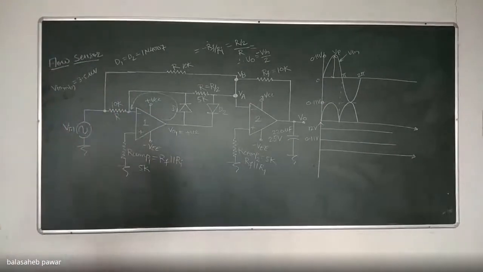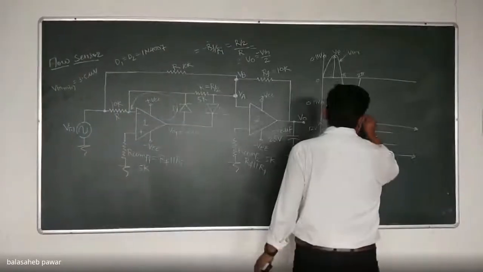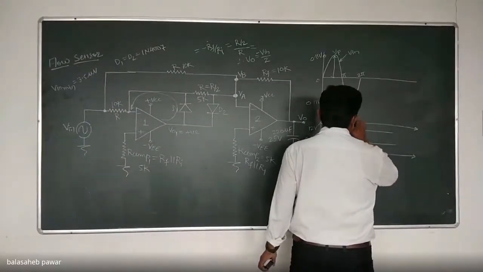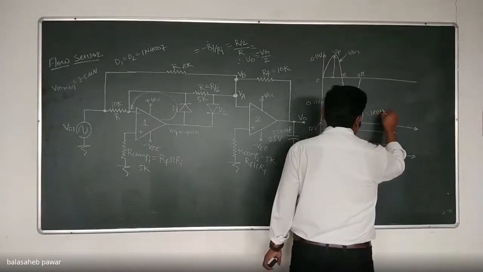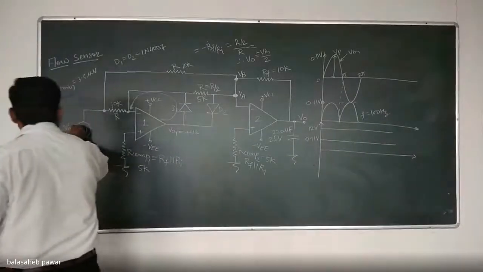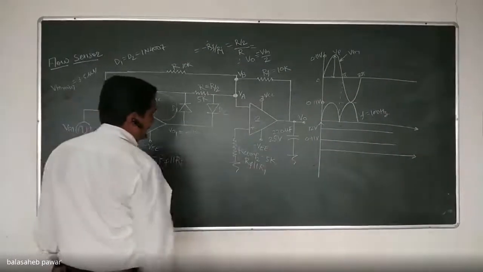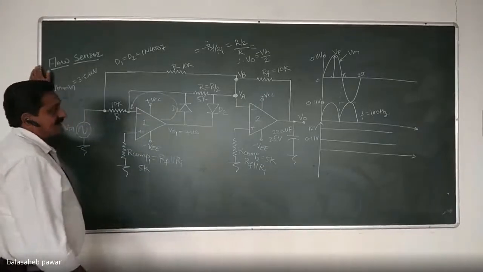Then only it will work properly as a filter, because the frequency of the pulsating DC is dependent on the frequency of the applied signal. So for this obtained pulsating DC, the frequency is 100 Hz, that is twice the input signal frequency. Input signal frequency is 50, but the pulsating DC frequency will be twice, that is 100 Hz. Is it clear?